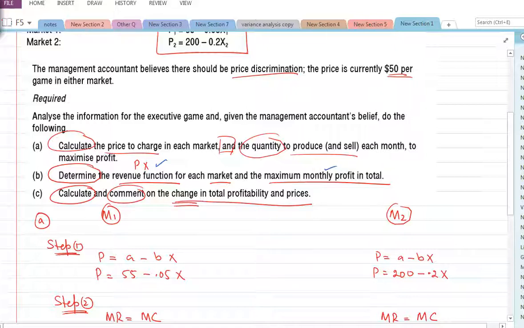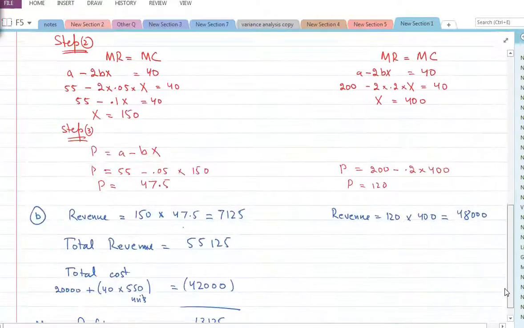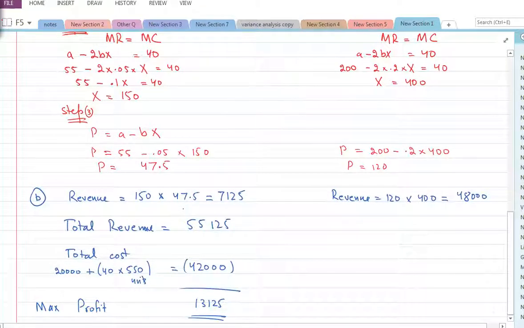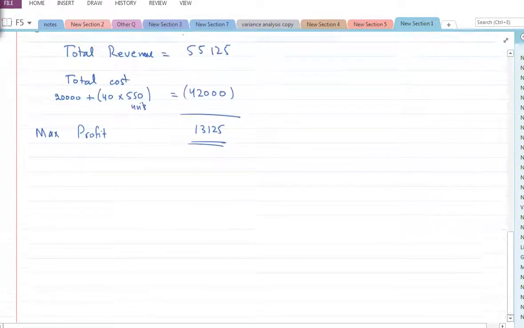Now you see, if you have to calculate the change, it means that you should know the current profit, and you should know the new maximum profit, and you should see the difference. The change will be the difference of the new and the existing profit. The new profit, remember, is the maximum profit. Okay. So let's calculate our existing profit now, and then we'll see the difference of existing profit and the maximum profit. Okay.